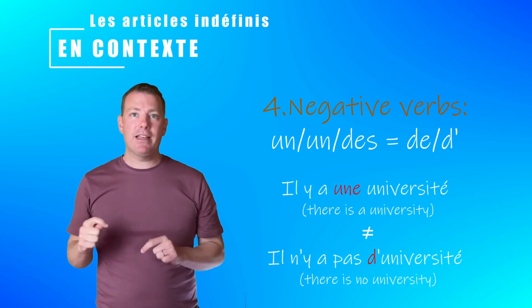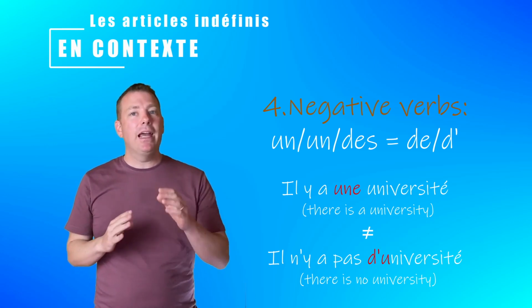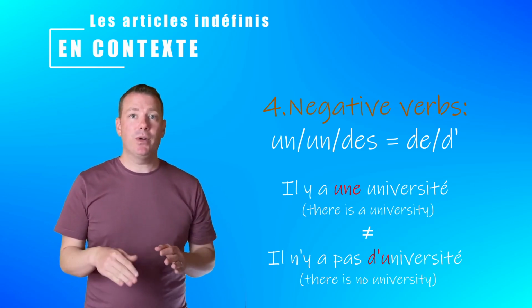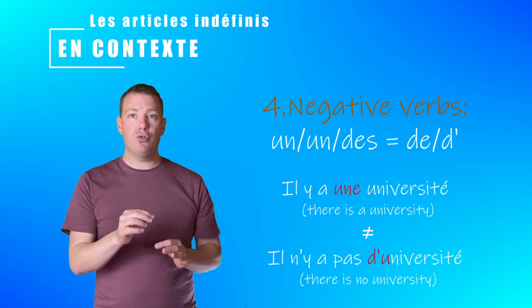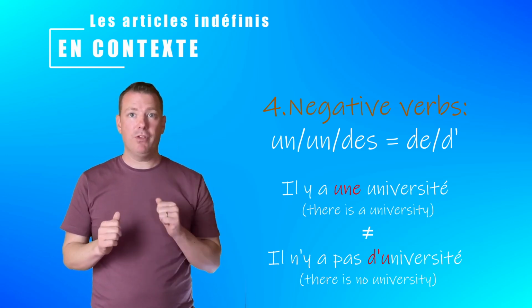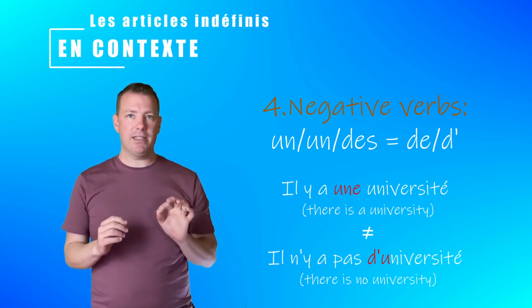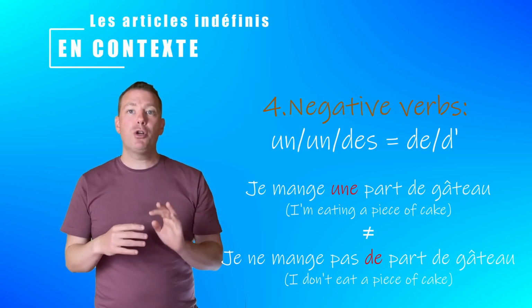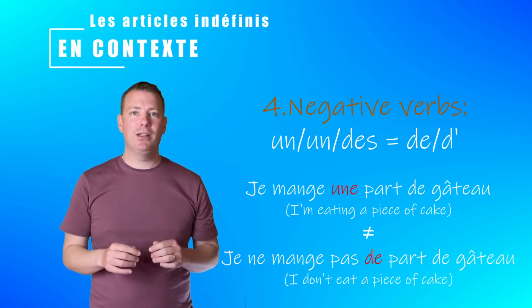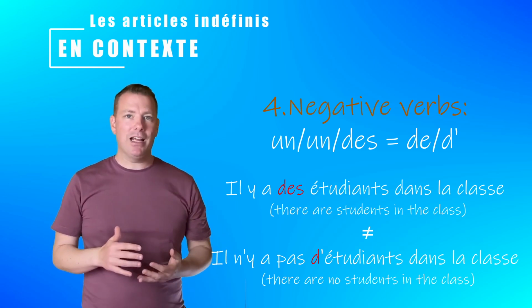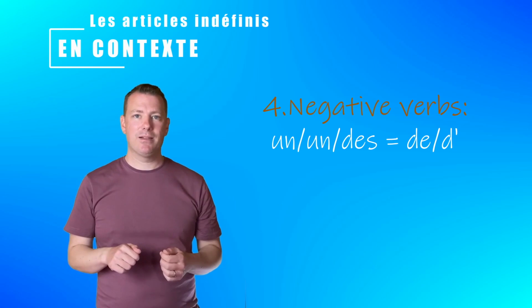Il y a une université, il n'y a pas d'université. And here don't forget the elision as université starts with a vowel. You have to drop the E and add an apostrophe for phonetic reasons. Il n'y a pas d'université. Je mange une part de gâteau. Je ne mange pas de part de gâteau. Il y a des étudiants dans la classe. Il n'y a pas d'étudiants dans la classe.